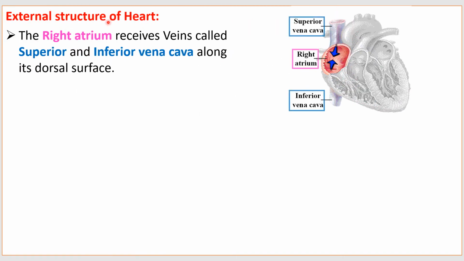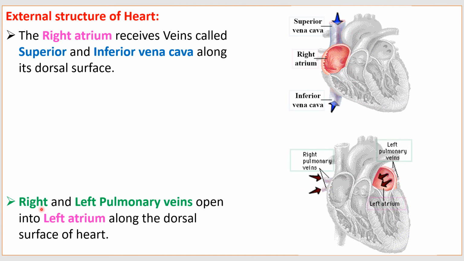Now in the external structure of the heart, the right atrium receives veins. Look here, this is the right atrium. It receives the superior vena cava and inferior vena cava along its dorsal surface. The right and left pulmonary veins, look here, this is the right and this is the left pulmonary vein, and they open into the left atrium. This is the left atrium along the dorsal surface of the heart.